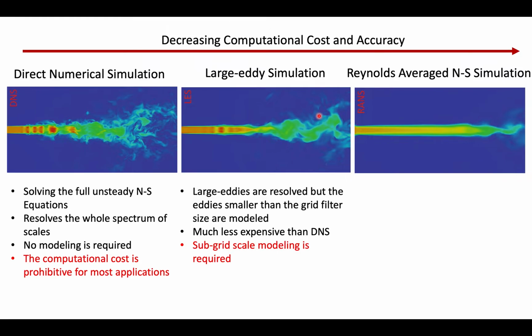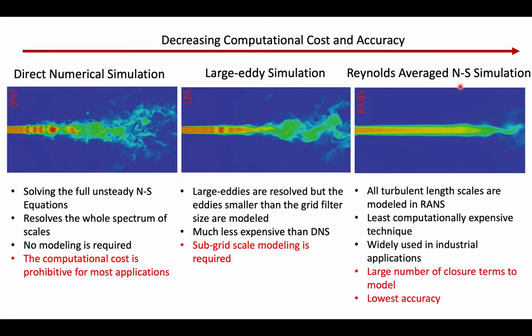At the end of this spectrum, we have Reynolds-averaged Navier-Stokes equation simulations, which is called RANS. Here, all the turbulence scales are modeled in RANS, so we don't have any resolving. It's the least computationally expensive technique. You don't even need to run it on a cluster. It's so cheap computationally that for most applications you can run it on your computer. And in fact, it's the most widely used method in industrial applications.